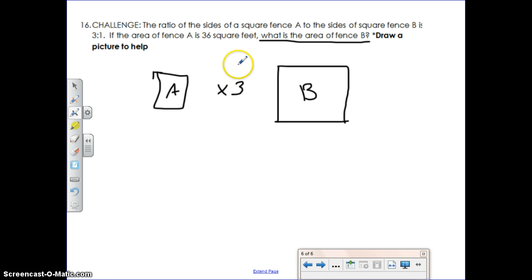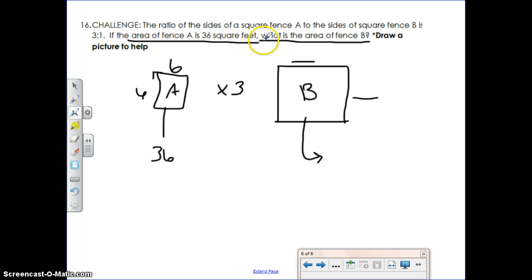Okay, so now if we know that scale factor, we have to think about if the area of fence A is 36 feet, what does that mean the length of each of the sides would have to be? What times what gives us 36? If you're thinking 6 times 6, you are correct. And I am not going to answer this for you, but I want you to think of if the scale factor is 3, so we have to do times 3 here, what would each of these side lengths have to be? Which means you could answer the question. Reread to see what the question is.